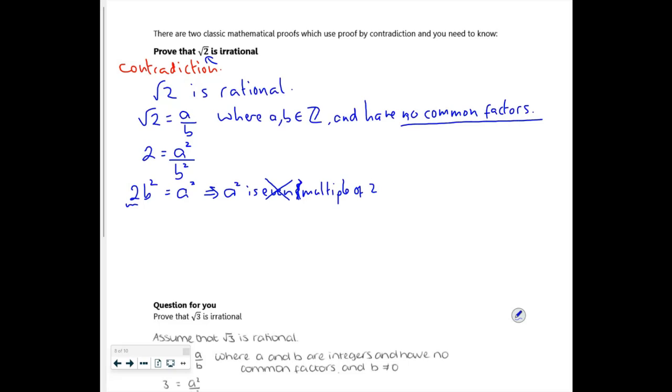Right, so if a squared is a multiple of 2, then a is a multiple of 2. People don't like that step. The only way for a squared to be a multiple of 2 and a to be an integer is if a is also a multiple of 2. So you're really saying a squared's a multiple of 2 squared. So if a is a multiple of 2, a can be expressed as 2 lots of something else.